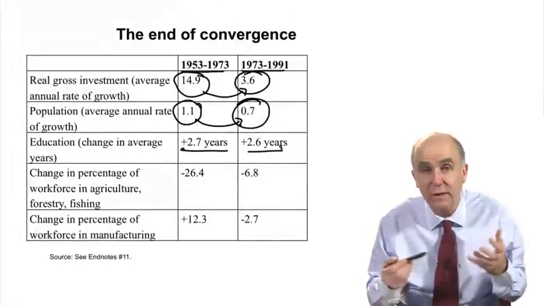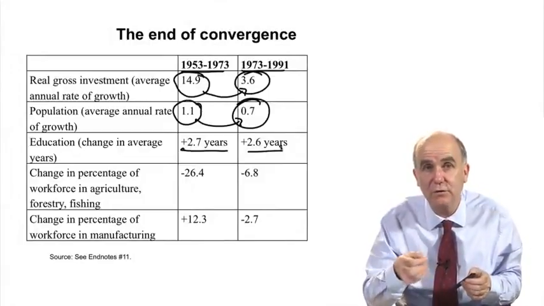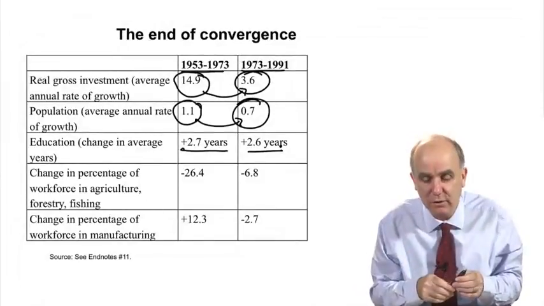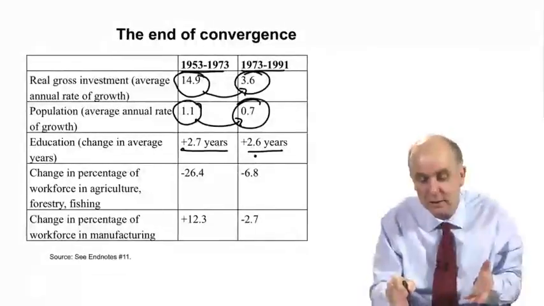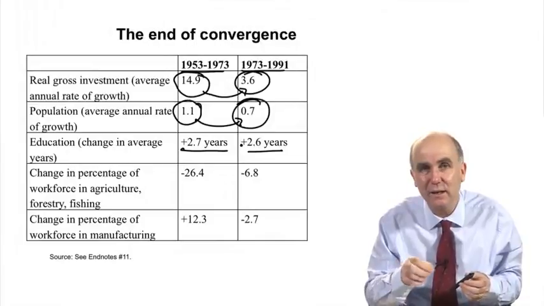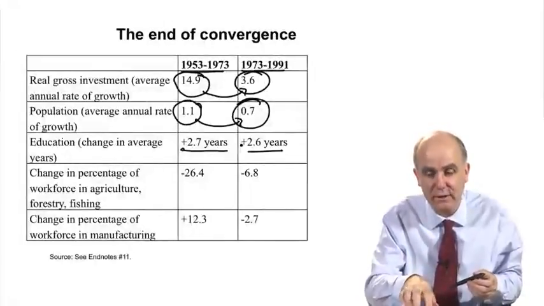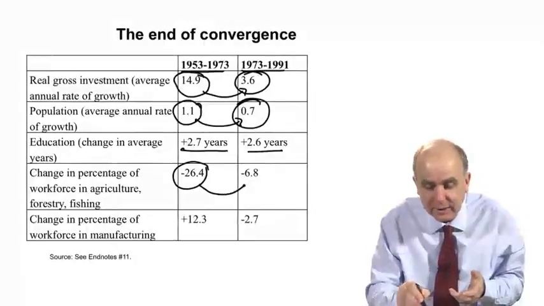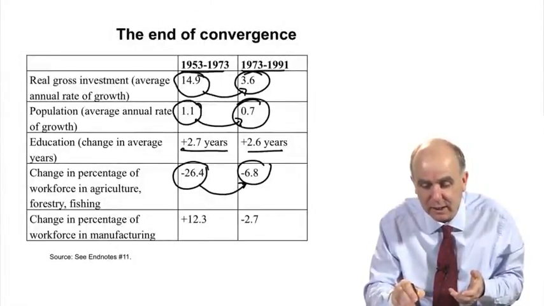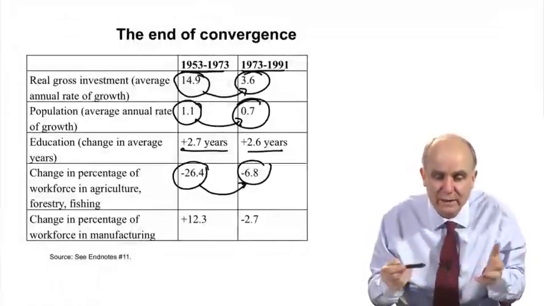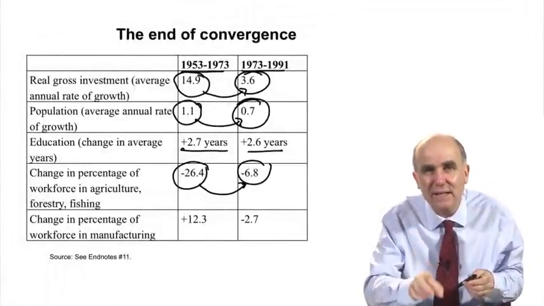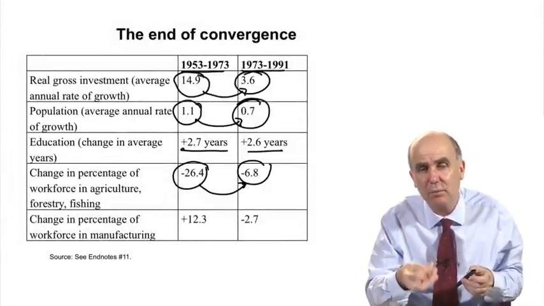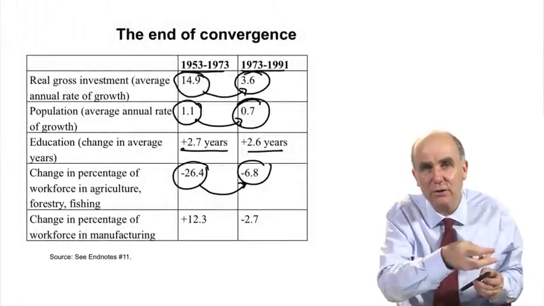Growth in education attainment continues to be a positive force for Japanese economic growth in the period from the 1970s, with pretty much equal improvement in average years of education in both those periods. The other thing we see is that in 1973 to 91, as another aspect of catch-up and convergence, there's just less scope for Japan to get an improvement in productivity and economic growth by transferring workers from agriculture to industry.